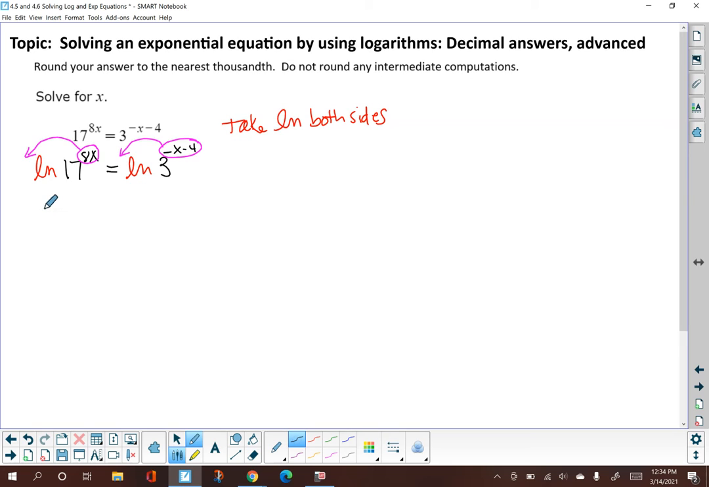So our equation looks like 8x times natural log 17, and that's equal to, and because this has two terms, I'm going to throw it in some parentheses so that I can keep that grouped together, natural log of 3. So we brought those powers to the front.